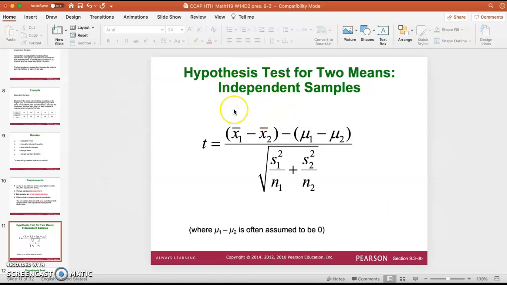Now, this is the formula for a test statistic of a hypothesis test between two means. Basically, you take the difference between the two sample means, subtracting the hypothesized difference between the population means, which will typically be 0, divided by the square root of the two sample variances, each divided by their respective sample sizes, added up.